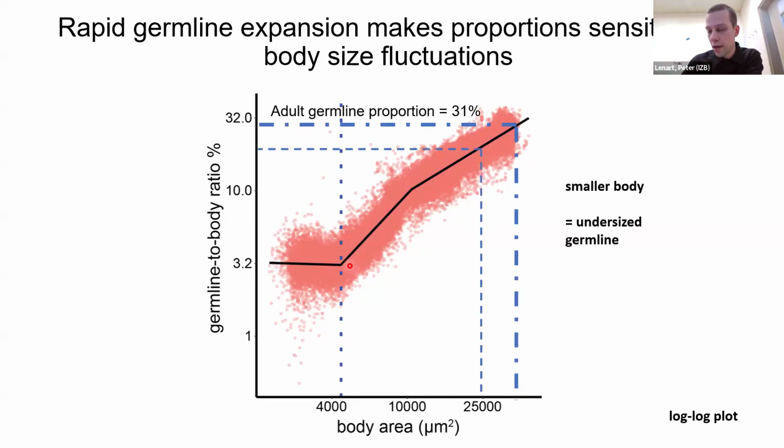So if we have smaller adults, they are likely also to have smaller germline to body proportions, which can be detrimental for reproduction. But in C. elegans, there are many ways to make adults smaller, including many types of common environmental stresses. So I wanted to see if making them smaller by these stresses actually results in smaller germline to body proportions, or whether they have some mechanism to adjust for this.